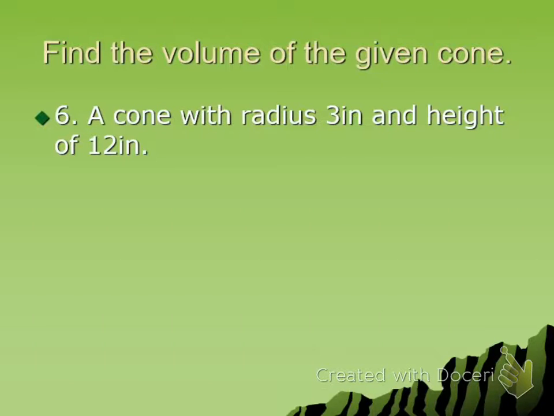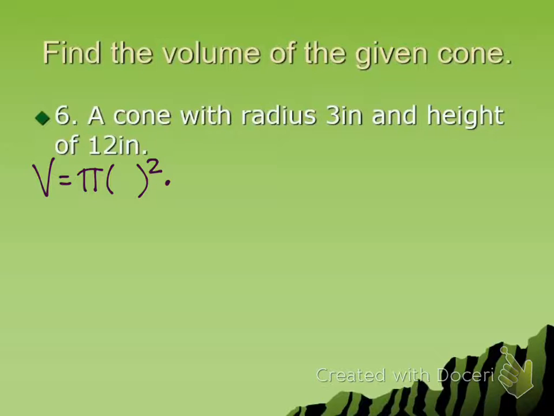All right, on number 6, we are asked to find, well, it doesn't state it, but I want you to find the volume of this cone. It has a radius of 3 inches and a height of 12 inches. What's nice about cones, much like cylinders, is that we can go straight to our formula if we're given the radius and the height. So we have pi times our radius squared.